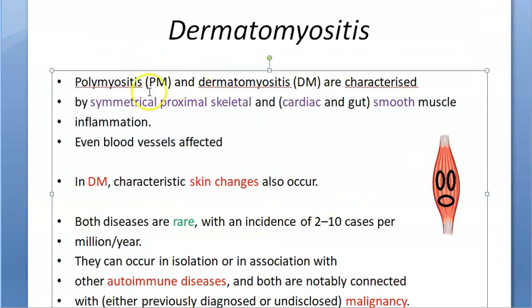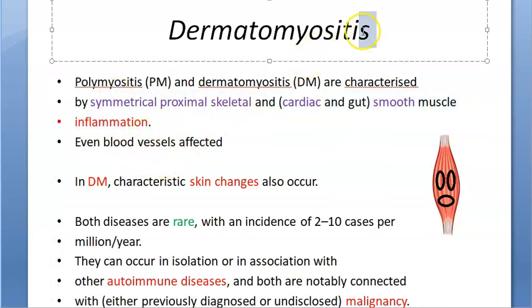Let's go down here. So basically, what muscles is it affecting? It is affecting skeletal muscles, cardiac muscles, smooth muscles. So it's affecting all types of muscles, and it is mostly affecting proximal skeletal muscles. Symmetric. So can you say this? Symmetric, proximal muscles. Symmetric and proximal skeletal, and all muscles are affected. Okay, so what is happening to the muscles? There is inflammation. Muscle is inflamed.